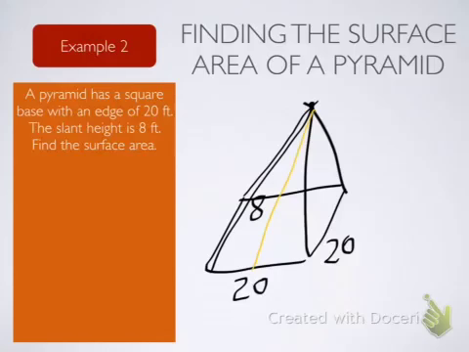So of course the first step whenever we're going to figure out the surface area is to find the lateral area, which means finding the area of all the triangles that make up the sides of the pyramid.